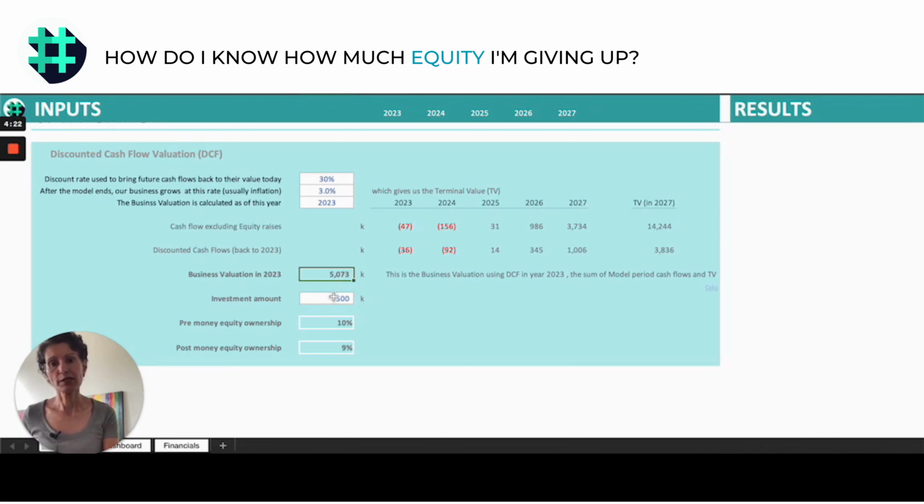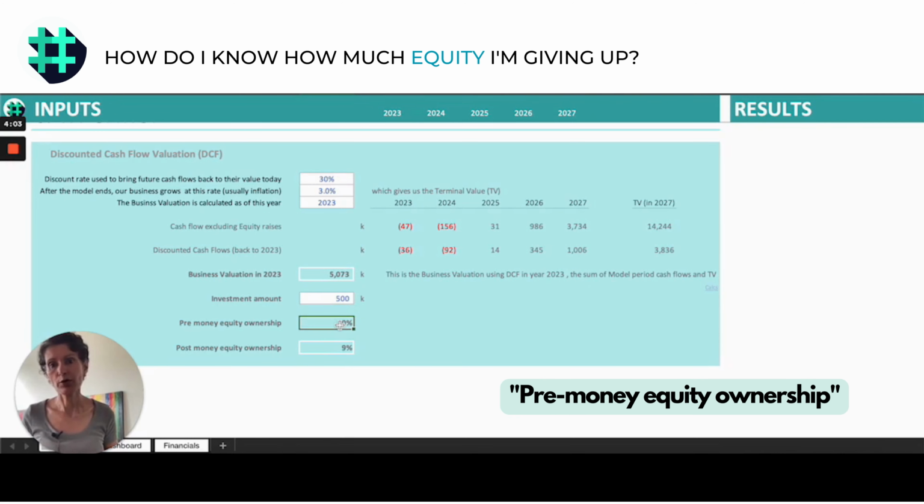And let's say, for example, that you are raising 500,000. All of these figures are in K. So that's thousands, 000 on the end. And assuming that the valuation is 5 million and you're raising 500,000, that means your pre-money equity ownership equivalent is 10%.